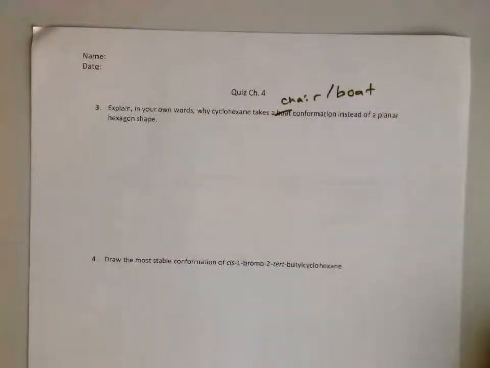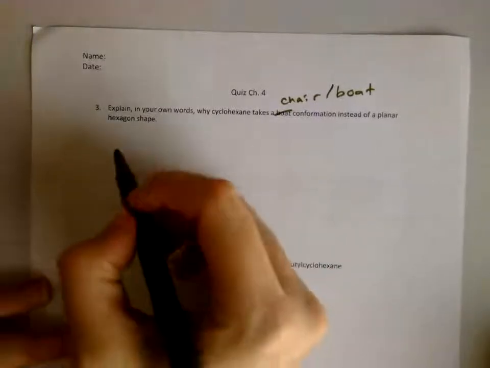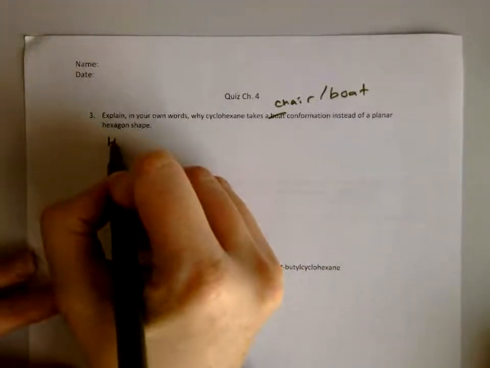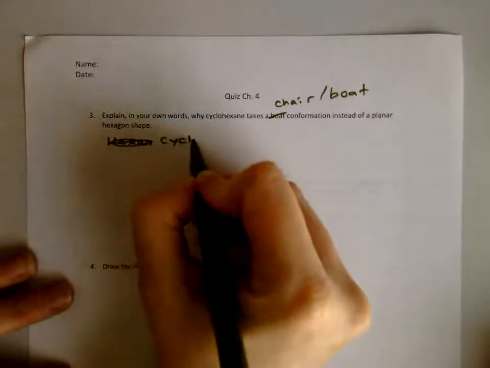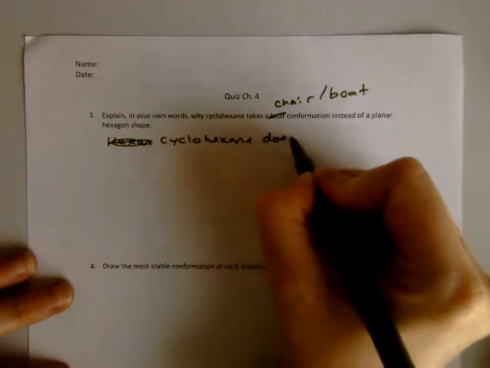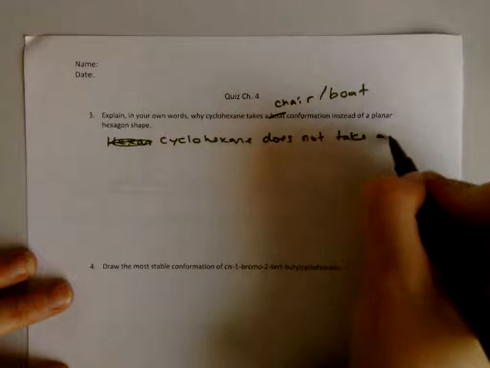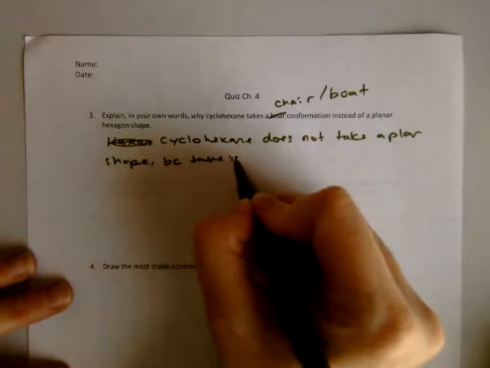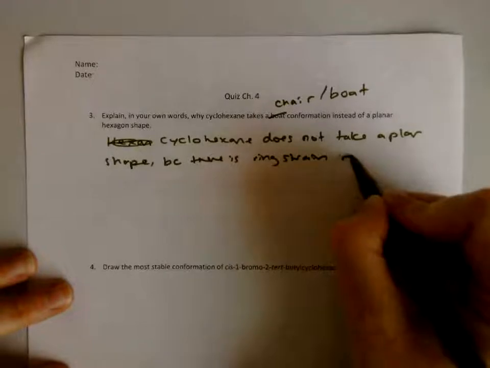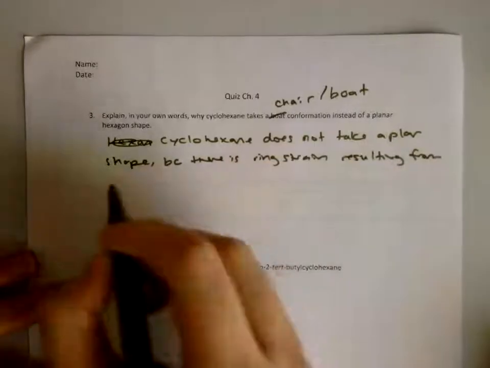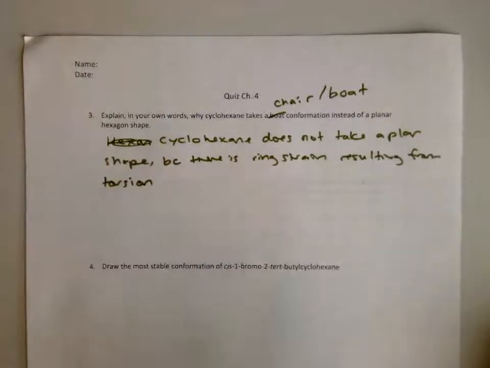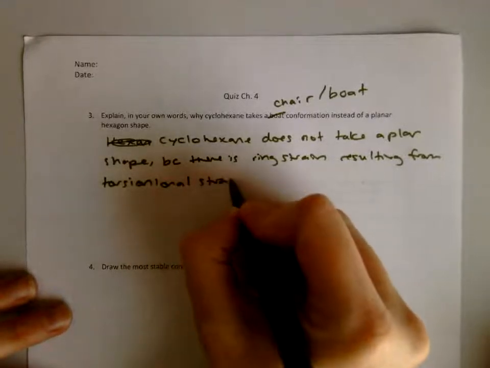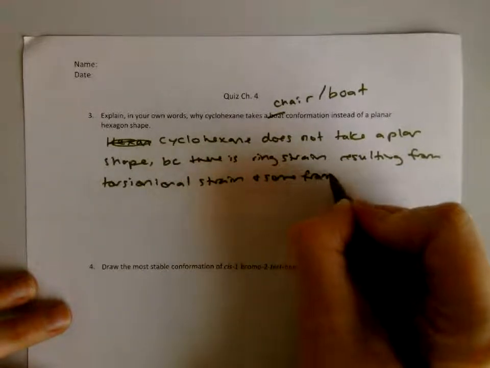But what I really wanted to see was a full explanation. So, like, if I were to write this out, I would say cyclohexane does not take a planar shape because there is ring strain resulting from torsional, or you could say from the eclipsed hydrogens, torsional strain and some from angle strain.